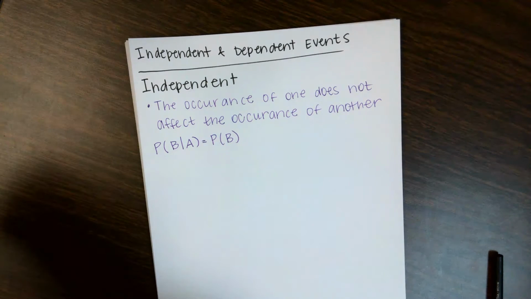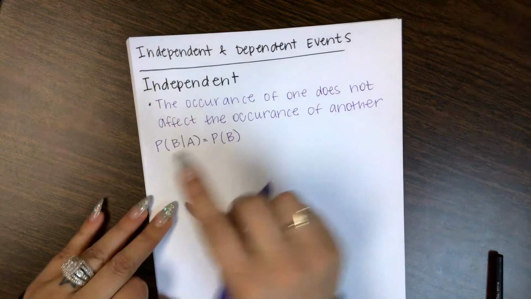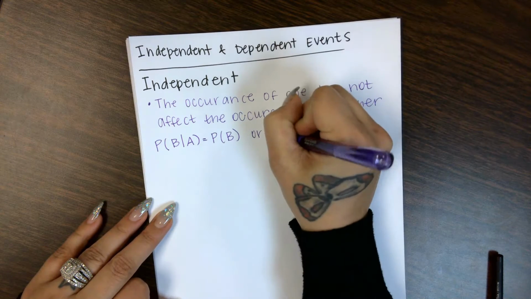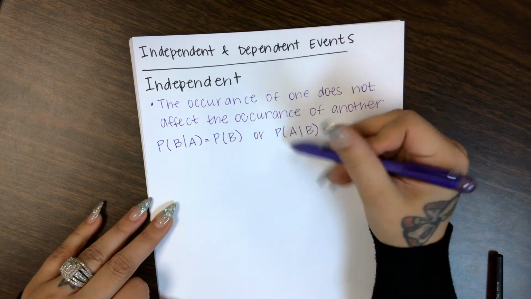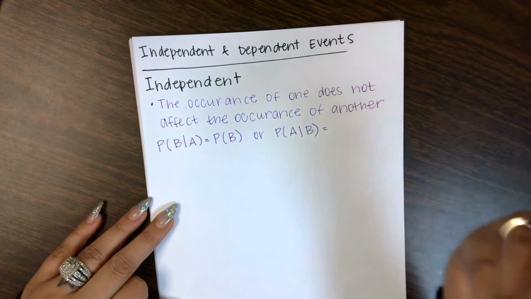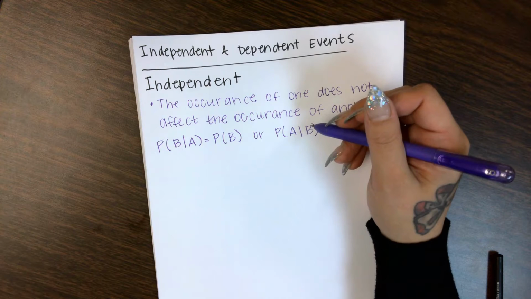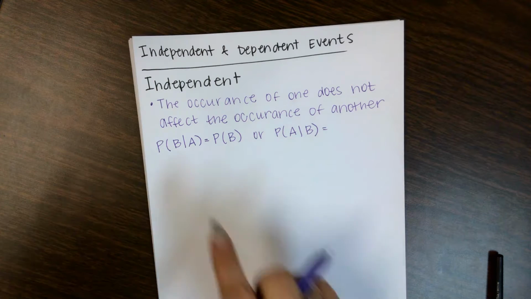So given that A occurs, it didn't affect B, so all I really need to know is just the probability of B. Now let's say that our B and our A were flipped. Instead of B given A, say we were given the probability of A given B. All we need to do is figure out the probability of A. So whatever the first one is, if they're independent, we just need that one. I think our example is going to be like a coin and a die. Whatever I land on when I flip the coin did not affect what my die is going to land on. And so we would only need the probability of the first one.